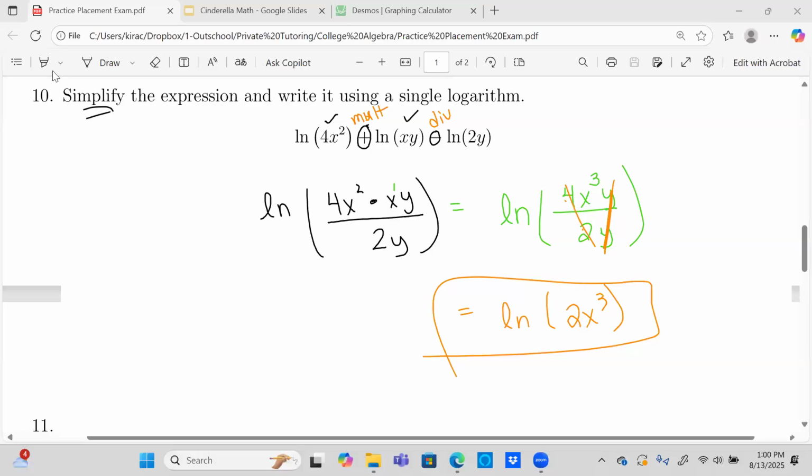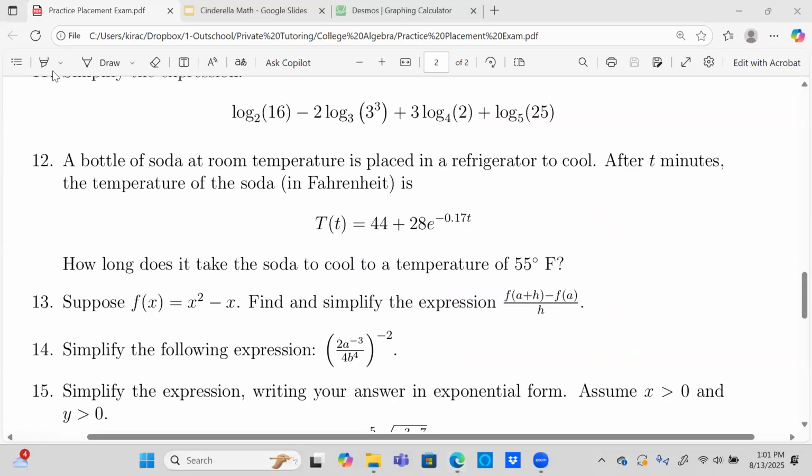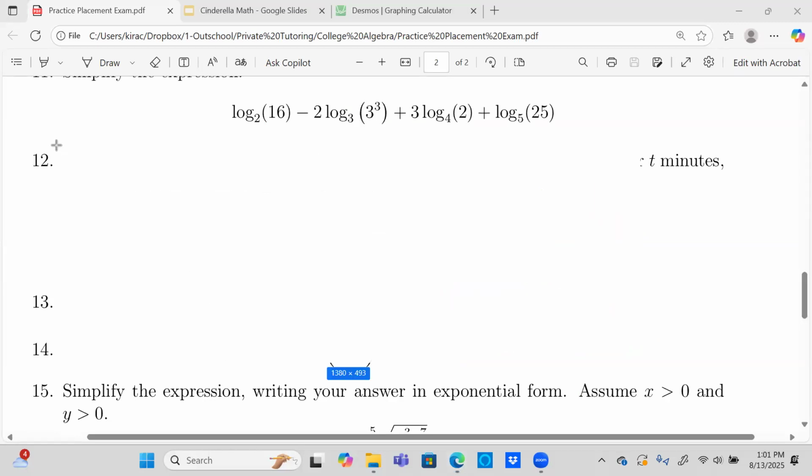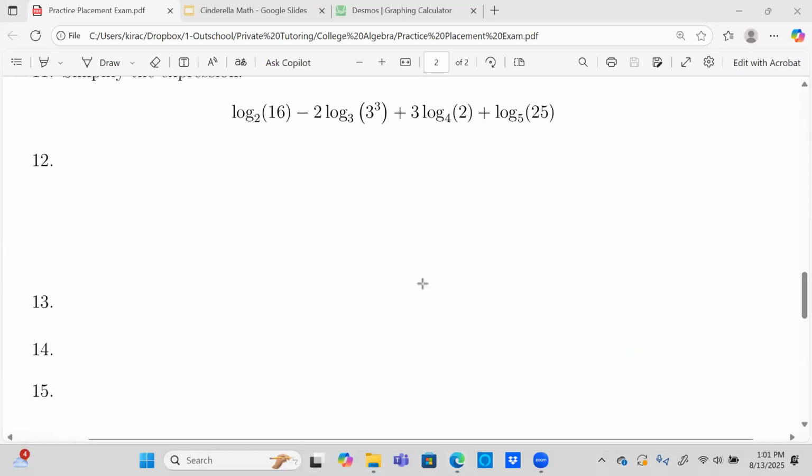Okay, 11. Simplify the expression. So another log. Now the rules only apply if they have the same bases. Look, this is all messed up here. This is log base 2, log base 3, log base 4, log base 5. So we can't do those rules. We're going to do each one of these separately. Let's just do log base 2 of 16.